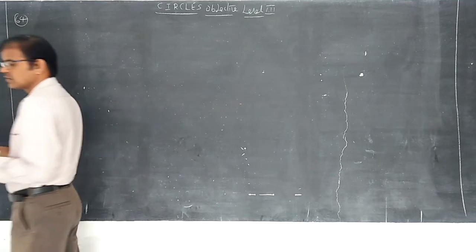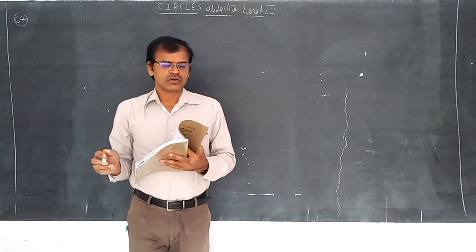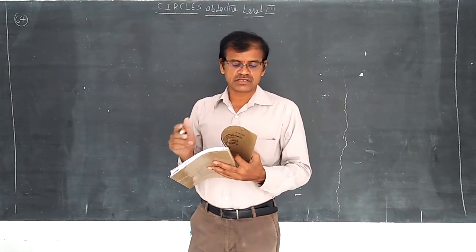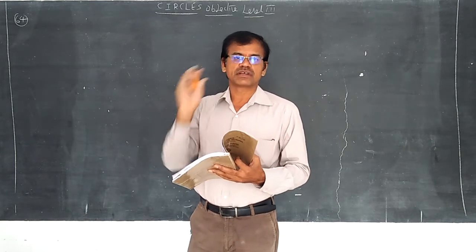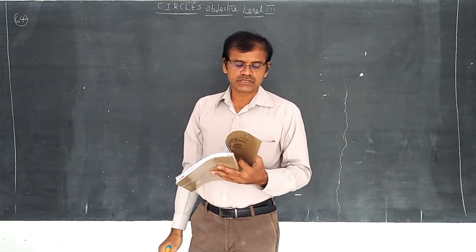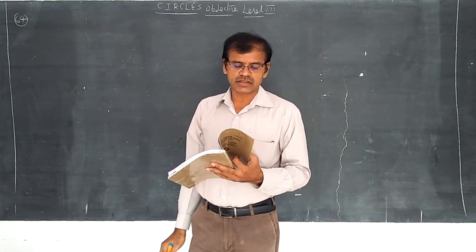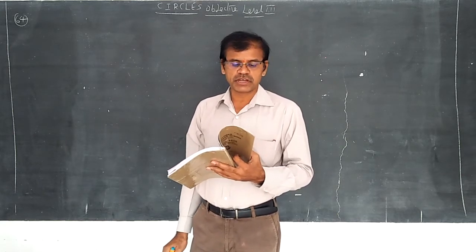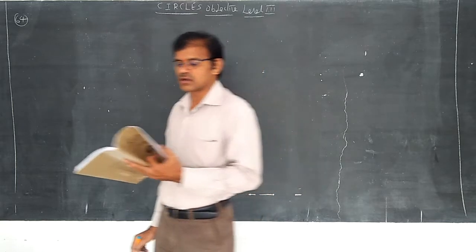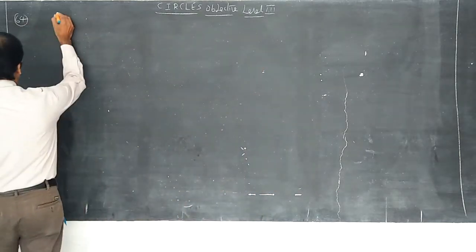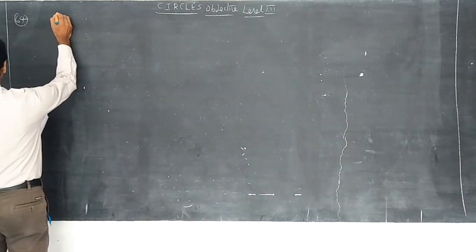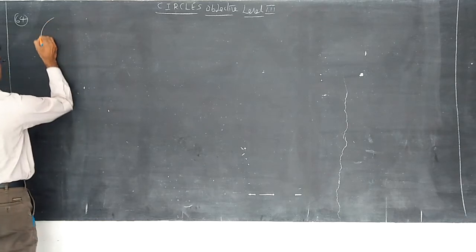64th question. In a triangle ABC, whose circumcenter is at origin, this is the main important point. In triangle ABC, origin is the circumcenter and the condition is a less than or equal to sin A. Then for any point x, y inside the circumcircle of triangle ABC.